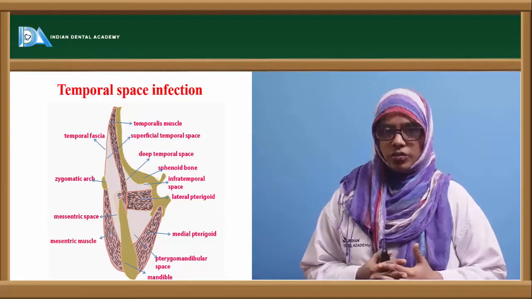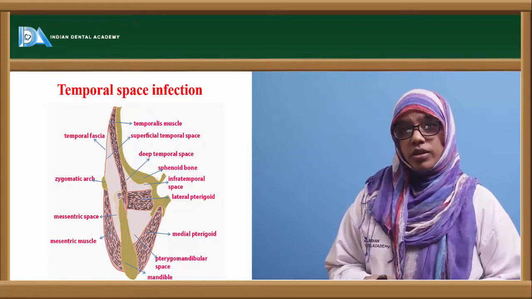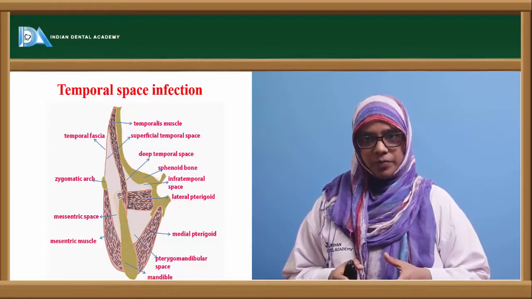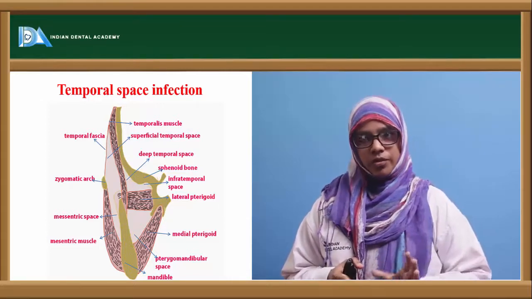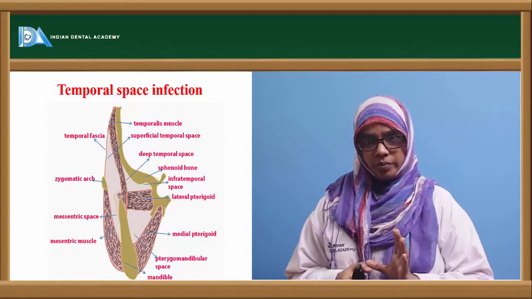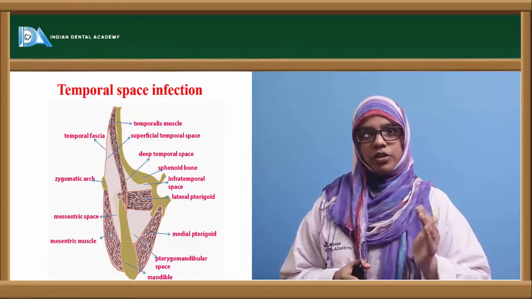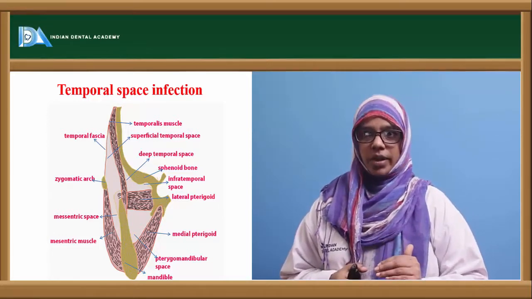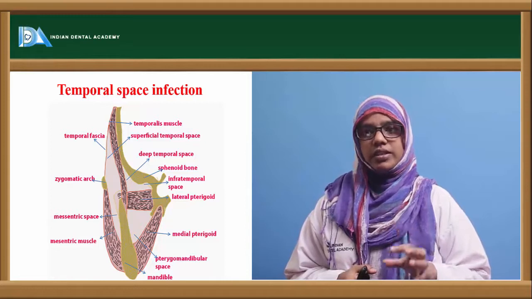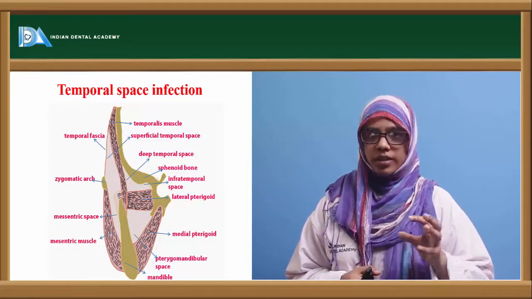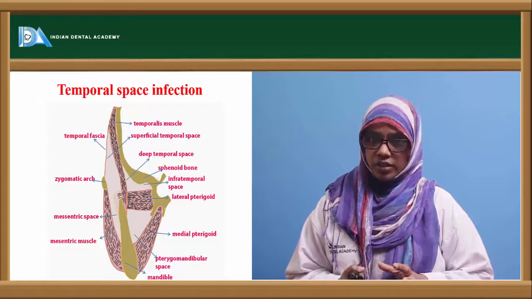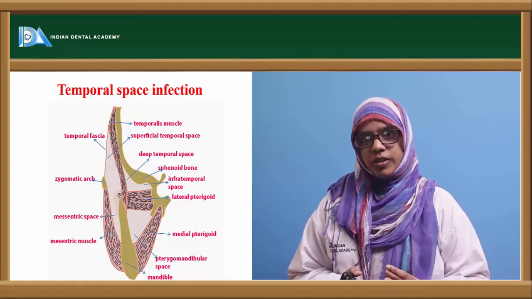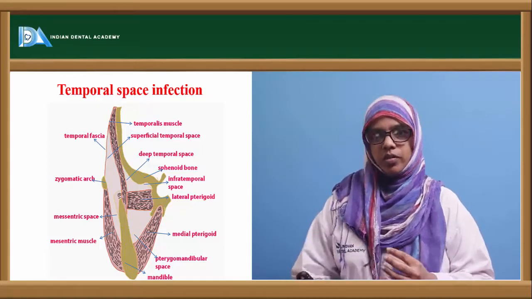Thus, the superficial temporal space is bounded medially by the temporalis muscle, laterally by the skin, posteriorly by the attachment of the temporal fascia to the pericranium, superiorly by the attachment of the temporal fascia to the superior crest of the temporal bone, inferiorly by the zygomatic arch. Superficial temporal space infection can be drained either extraorally or intraorally. It communicates with the deep temporal space infection.